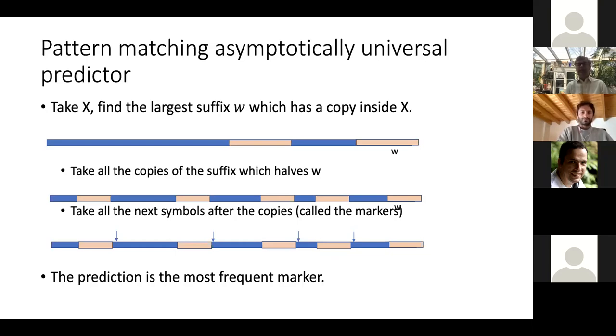And then in this case, you have many more copies. There you take the next symbol after each copy, and the prediction is the most frequent symbol. We call the next symbol after the copies the marker. So you have the universal predictor. We don't know yet by definition at this stage that it is universal, but we will show under which condition it is universal.